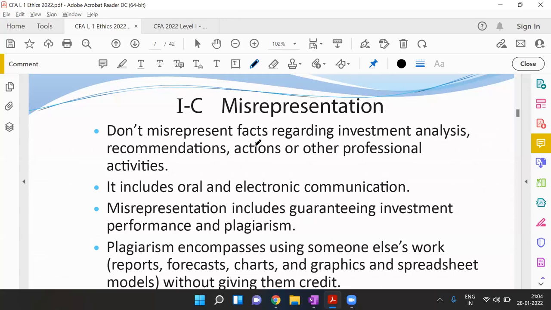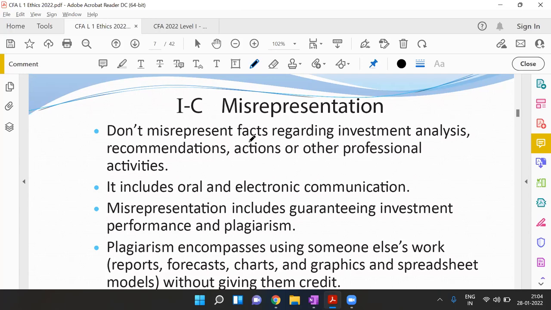So when you are making any recommendation, don't misrepresent fact. Jo fact hai usko clearly state karo. Don't misrepresent it. If you're doing misrepresentation, then this is a violation. And misrepresentation does not mean ki aapne electronically communicate kiya through mail. Agar aapne orally bhi kisi se communicate kiya aur koi misrepresentation kiya, then also it is a violation. So violation can happen through oral and electronic communication.